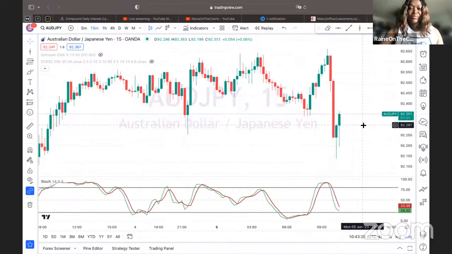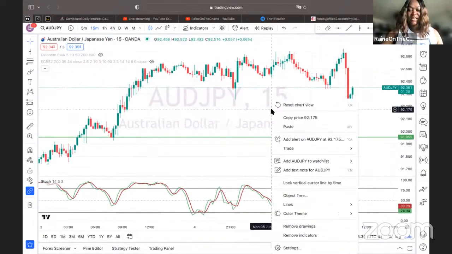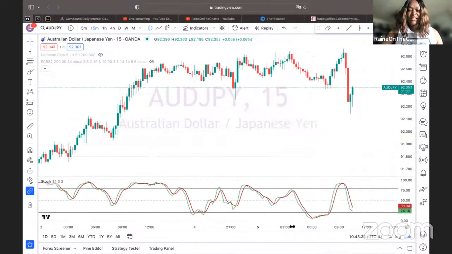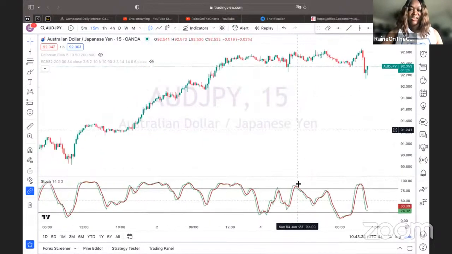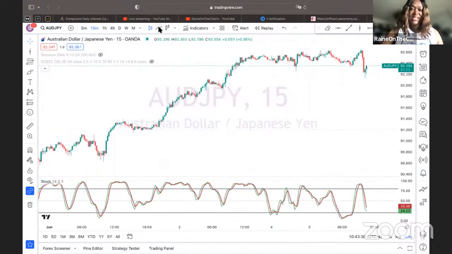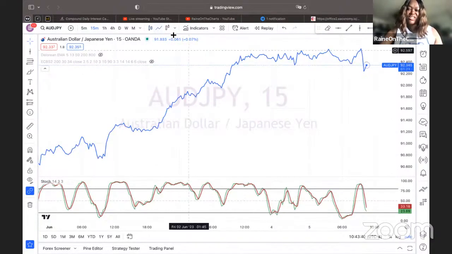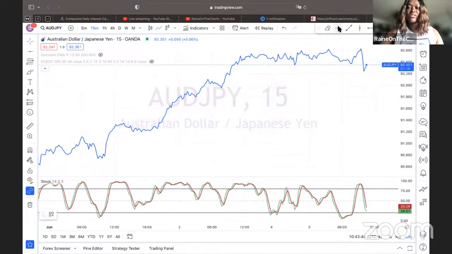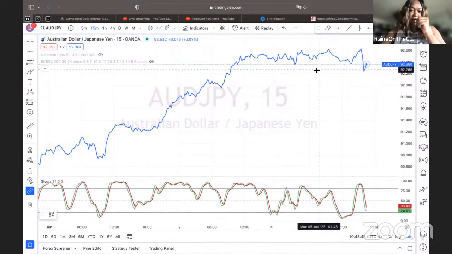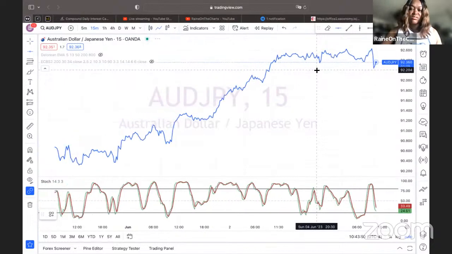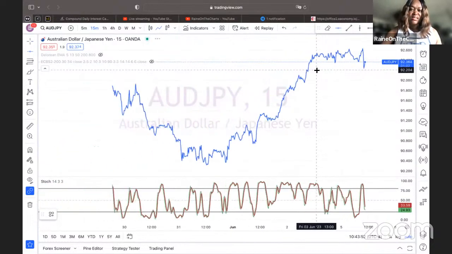But let's look at AJ. All right, I always like to do my markups on the line chart. That's just me personally. Nobody's right or wrong in how they want to do things. I just typically do it like that.